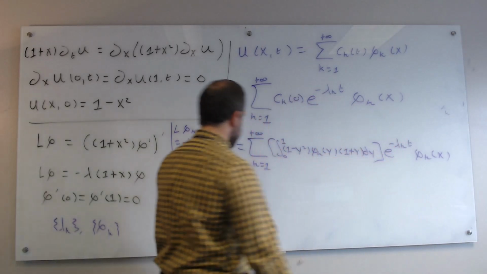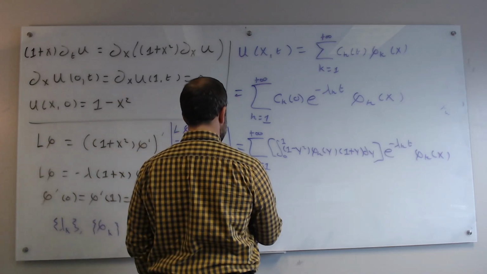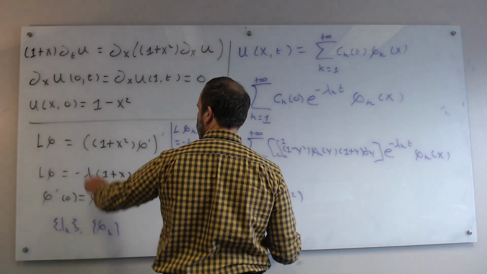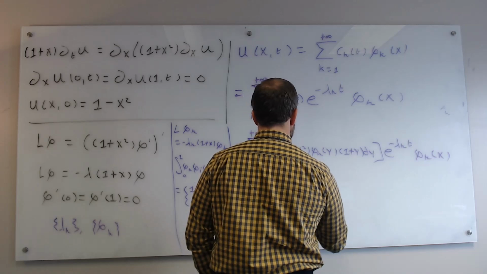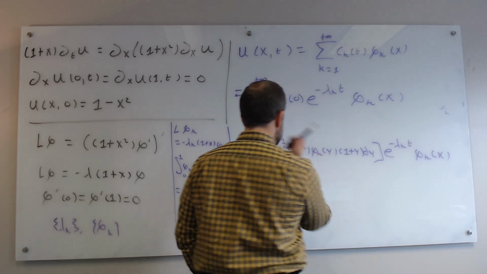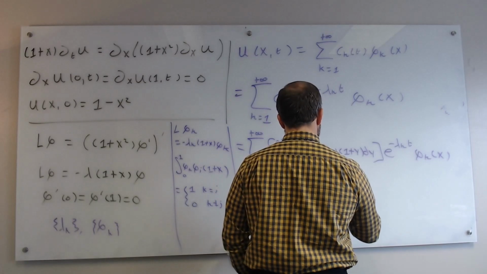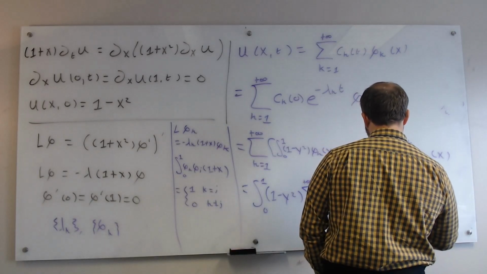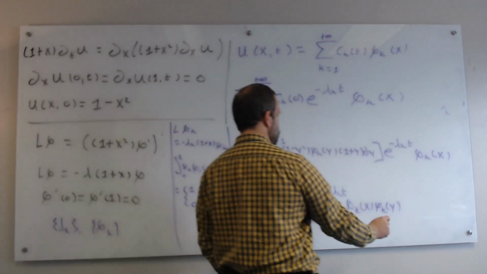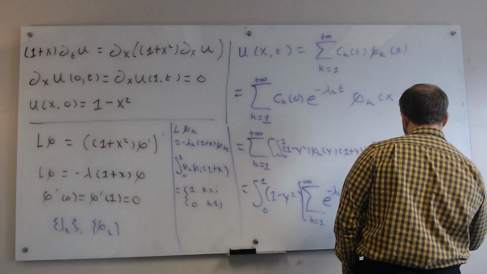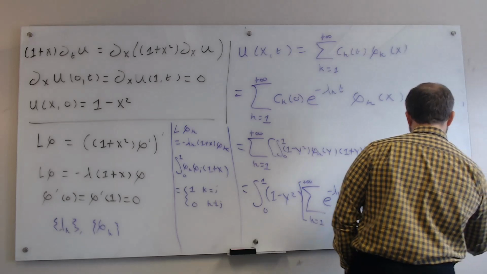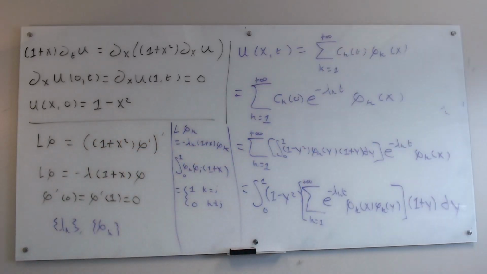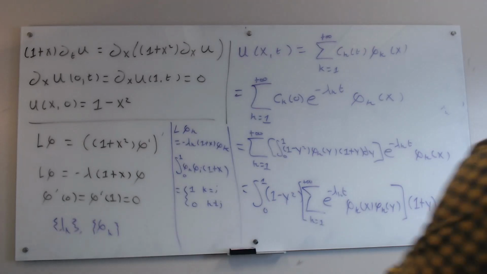Now I'm going to interchange the summation and integration, which I can do. I get the integral from 0 to 1 of 1 minus y squared. Remember, that comes from the initial condition. And then times this sum, k equals 1 to infinity, of e to the minus lambda k t phi k of x phi k of y, which I put in a bracket, and then times (1 plus y) dy. Now this function right here is going to be very important. We'll see throughout this week that it's something called Green's function, which we will talk about this week, but this is how we can write this.